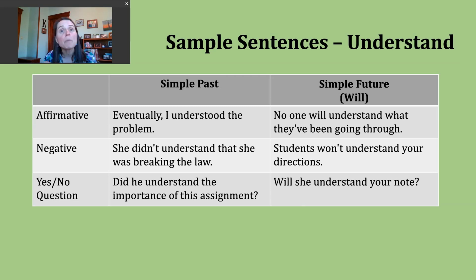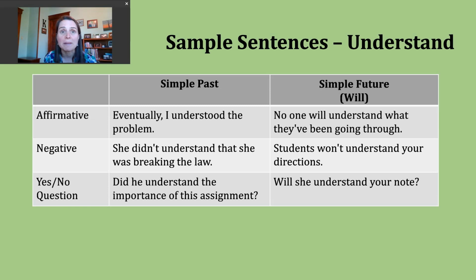Okay. Now, if I want to make a negative sentence in the simple past tense, I'm going to start with my subject. Next, I'm going to use did not, and then the base verb. So I'm not using the irregular form when I make a negative sentence. Here's another example. She didn't understand that she was breaking the law.